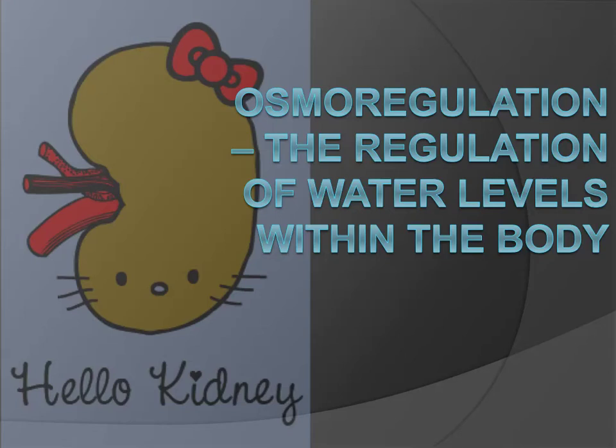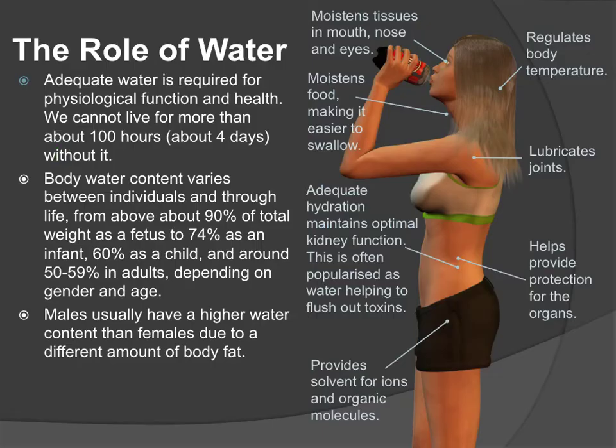Osmoregulation is the next system that we're going to look at. Osmo referring to water, and obviously regulation is this balance of water levels within the body. We know that we need to consume water in order to survive. We get our water mostly through liquids, but also through foods as well. We can't live more than about 100 hours, which is about 4 days, without water. So our bodies are very susceptible to dehydration, and we do suffer some quite serious consequences from that.